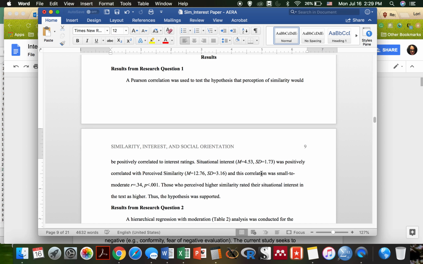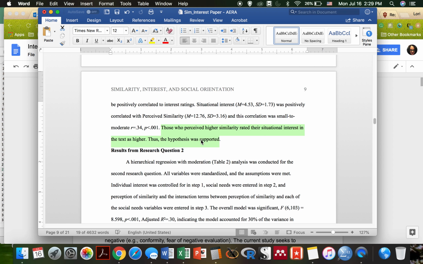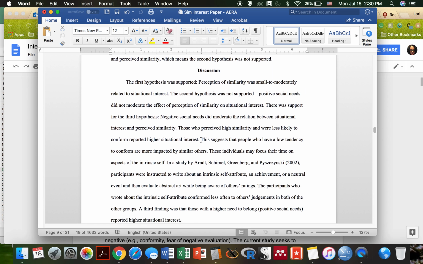So you'll need to talk about the magnitude, small to moderate here, and that it was statistically significant. And then I told what that meant. Those who perceived higher similarity rated their situational interest in the text as higher. So then I say, thus the hypothesis was supported. That's important. You need not just the report of the statistics, but a very short explanation of what that means, because sometimes people that don't understand the statistics still need to read it and understand what happened. So when you read something, you need to understand what actually happened.